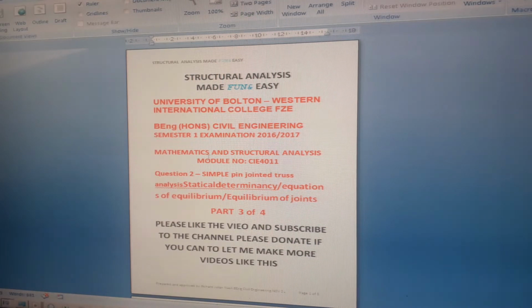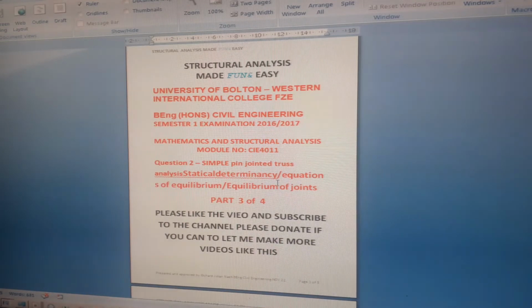This is University of Bolton, Western International College, FCE. B.N. John, Civil Engineering, Semester 1 exam, 2016 to 17, Mathematics and Structural Analysis, module number CIE 4011. So this is question 2 of that paper. Simple pin jointed truss. Analysis, statical determinacy, equations of equilibrium of joints. This is part 3 of 4.